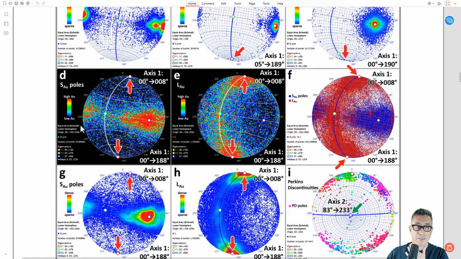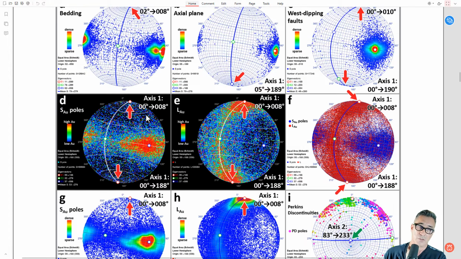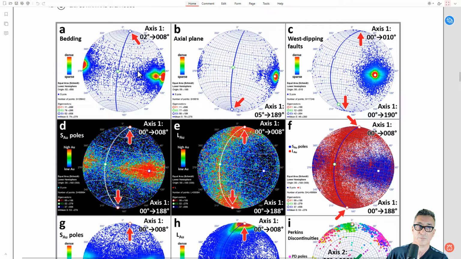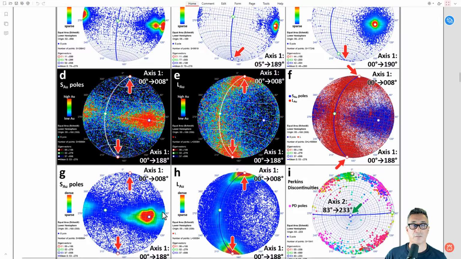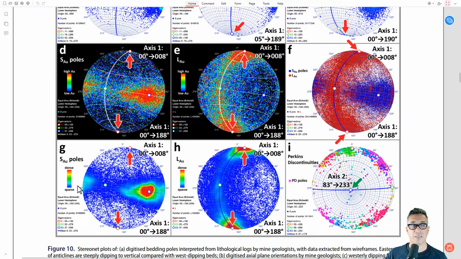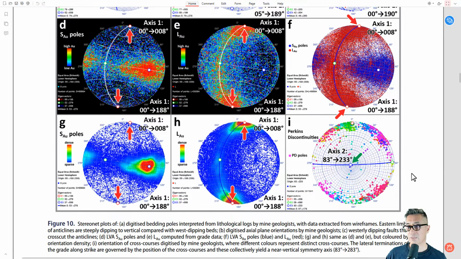These are the gold grades, and this is my gold LVA data. I can determine the gold foliation and the lineation. This is the lineation here from the drilling data, and I plot these, and they are identical to basically what you see that's modeled by the mine geologists, and these are the LVA data. Same, but what's significantly different are these cross courses.